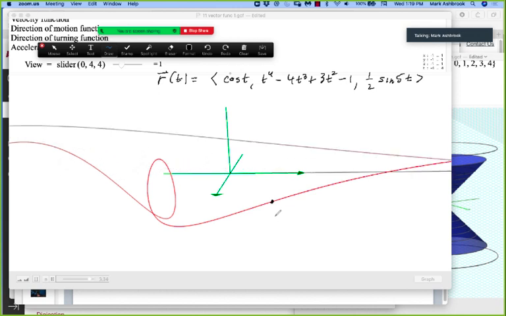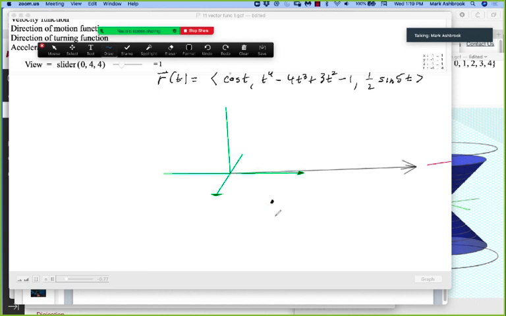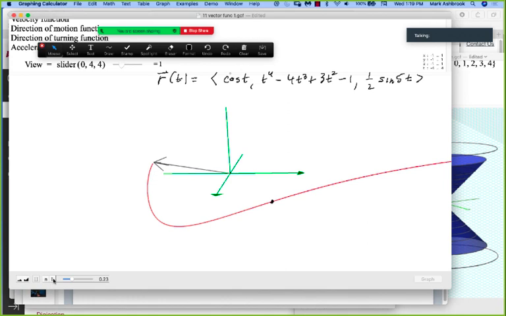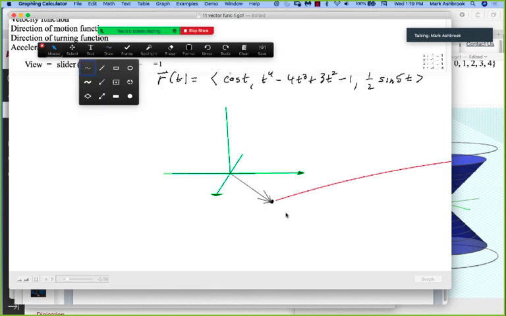Let's see if I can pause it on that one here. Negative 0.56. So this is when t equals negative 0.56.